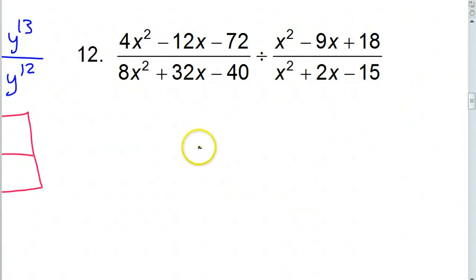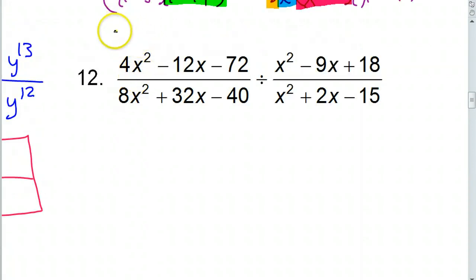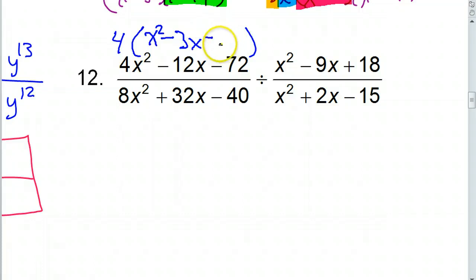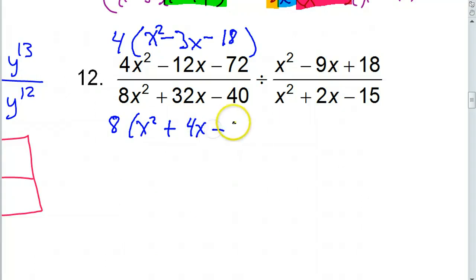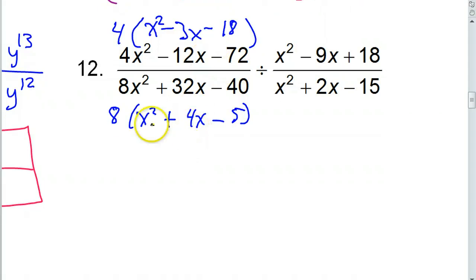All right, so number 12. One more time, it's really the same thing. I see some GCF happening here. So I see 4, and that's x squared minus 3x minus, what's that right there? 18. Okay, and this one down here, I got the 8, and that'll be x squared plus 4x minus 5. Okay, and then we'll factor further.